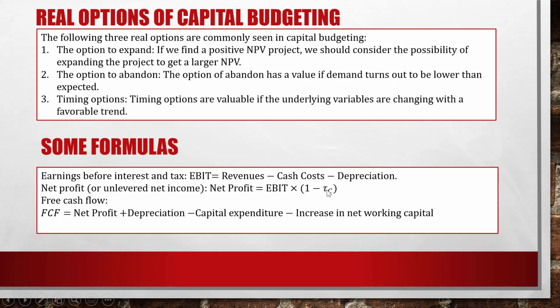Then the net profit is the earnings after taxes. Here we assume tau C is the corporate tax rate. So the net profit is the earnings before interest and tax times 1 subtract tau C. So this is the net profit, or the unlevered net income after taxes. And then we get the free cash flow. FCF is the net profit plus depreciation, subtract capital expenditure, subtract increase in the net working capital. So this is the free cash flow.